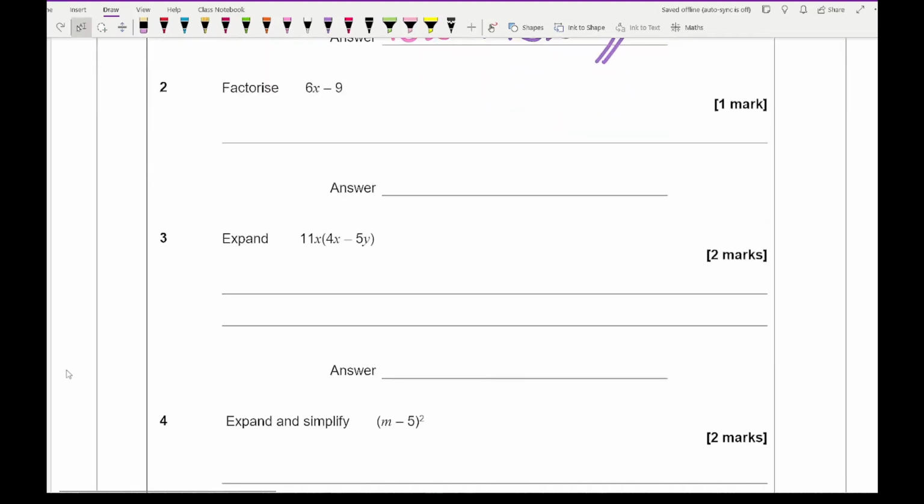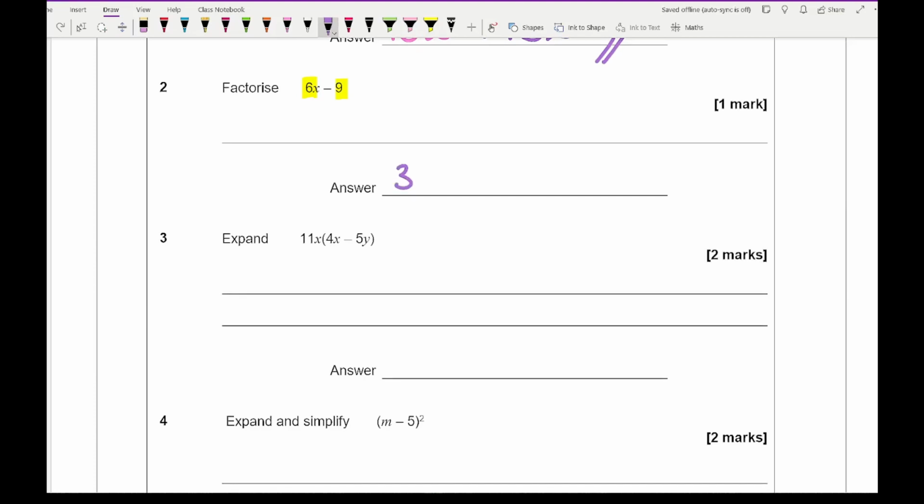Moving on to question 2, it says factorise 6x minus 9. So again, what I want to do is factorise. Well, there's only one thing I can take out from a 6 and a 9, because they're the two things that the two terms have got in common. Now remember that when you are factorising, every term has to have that common factor. If there isn't a common factor, you can't factorise it. So here we've got 6 and 9, a number and a number. So the biggest number that goes into 6 and 9 is going to be 3.